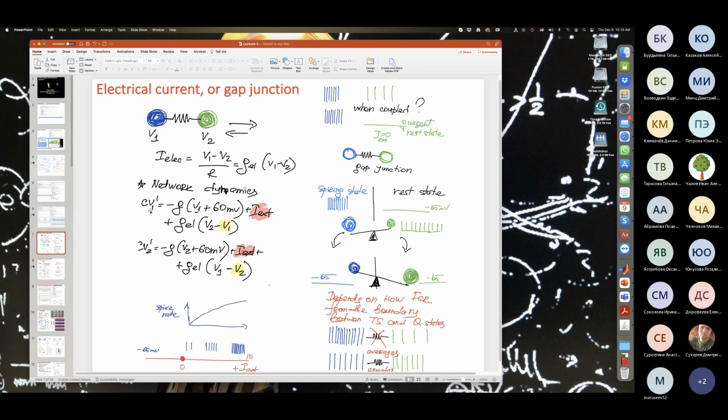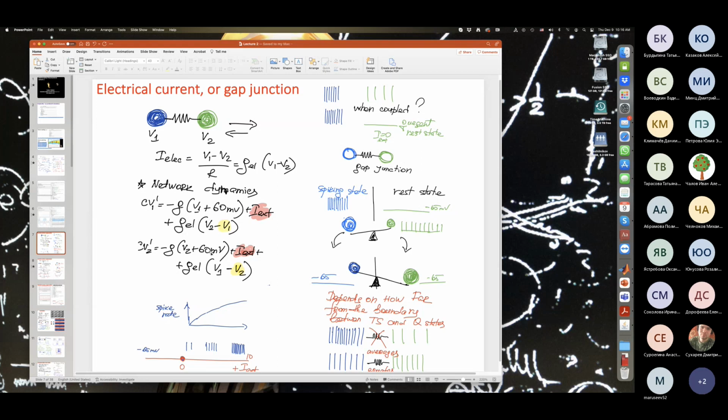And that's how we write down the equations. The very first equation is going to look the standard form, and then you need an external current to make sure that the cell will generate action potentials. Then you have plus G electric times V2 minus V1 in the first equation, and the reverse difference in the second equation. So that's basically it. And the question is what they can do.